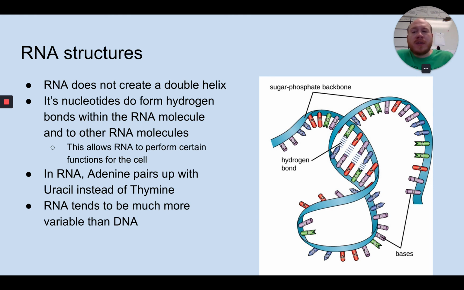One thing to note is that in RNA, A's pair up with U's, or uracil, instead. There is no thymine in RNA. So when we look at RNA, you just got to remember that the T's are U's instead. And then RNA tends to be much more variable than DNA does. So if you have a virus that's got RNA in it, like a retrovirus, they're much more likely to mutate and change because their structure is less stable than a DNA molecule. So just keep that in mind when you're looking between RNA and DNA.